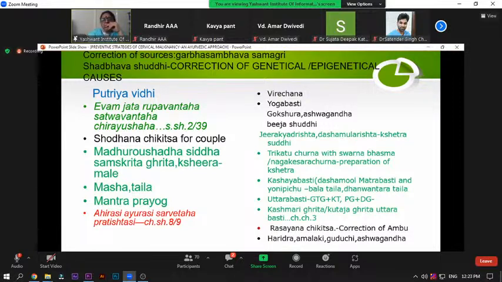So practically, what can we give in the preconception care? Start with Virechana followed by Yoga Basti, and give internally Gokshura and Ashwagandha for Bija Shuddhi. Jirakadya Rishta and Dashamula Rishta are given for the Kshetra Shuddhi of the female internally for a minimum of 4 weeks. Then give Trikatu Churna with Swarnamakshika Bhasma or Swarna Bhasma, and Nagakeshara Churna for the preparation of the Kshetra, and Kashaya Basti, that is Dashamula, along with Matra Basti, some with Vatahara Taila, can be given as Kashaya Basti or Yoga Basti form, along with Yoni Pichu with Bala Taila or Dhanvantara Taila.